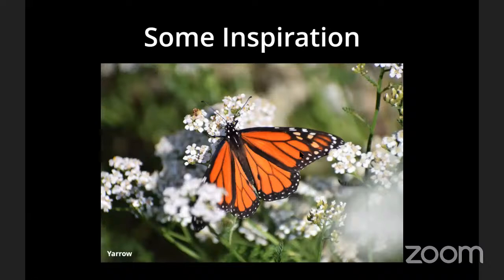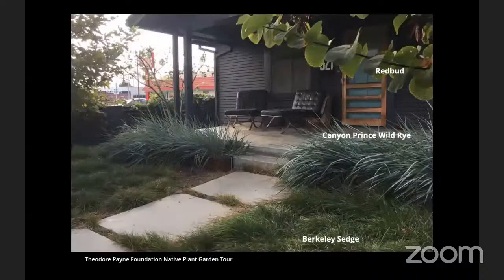Here's a monarch butterfly getting some nectar off of a native yarrow plant, which is one of my very favorite plants for home gardens and shady spots or areas that get just a little bit more water. It's a pretty low water plant overall. And so the style that you approach can be anything that you really can think of. So this is a very modern front yard with a closer and kept lower Berkeley sedge, little lawn area, and just a very low water blue Canyon Prince wild rye grass, and then a couple of native trees.